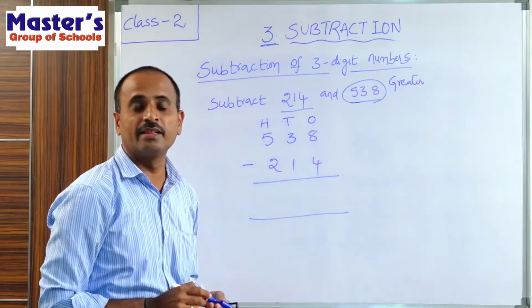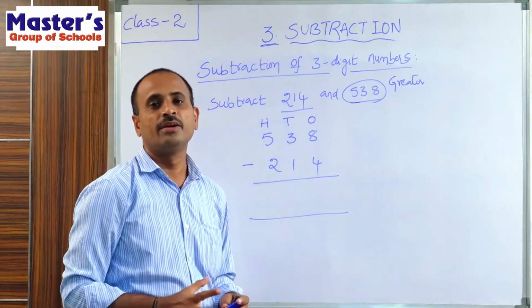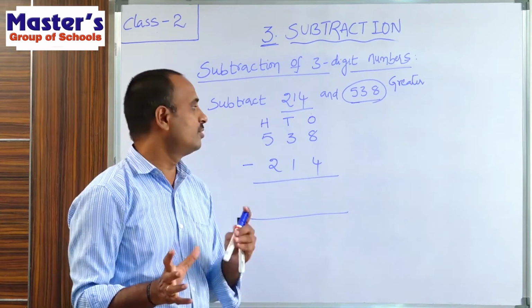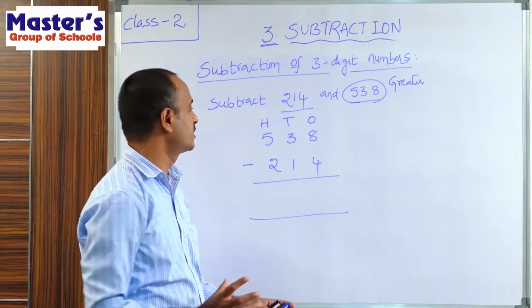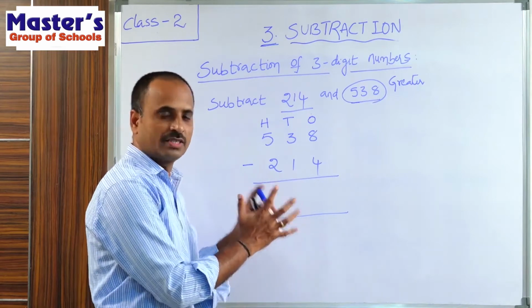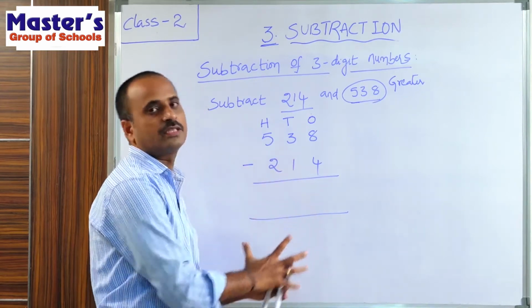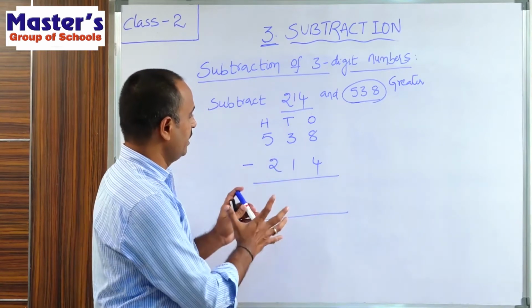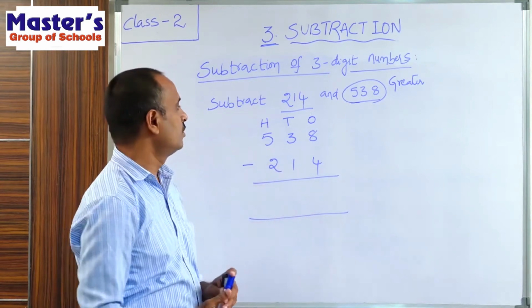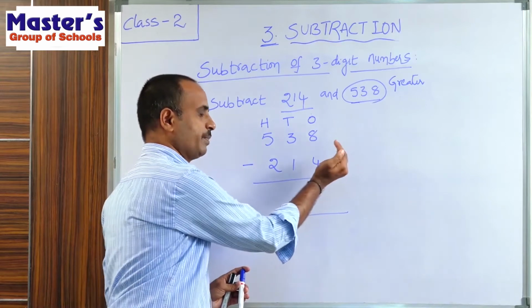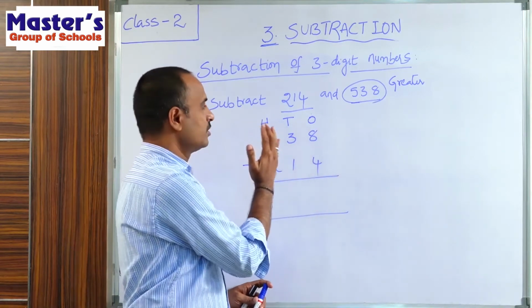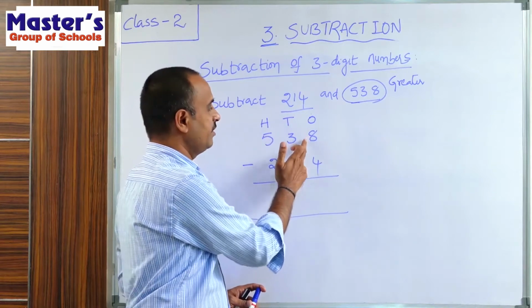So while writing the numbers below one another, we have to write the digits in their corresponding places. We should not change the places of digits while writing one below the other. We should always write the digits in their corresponding places. So this is how to arrange the given numbers one below the other. Now start subtracting from the ones place. Subtract the digits present in the ones place.